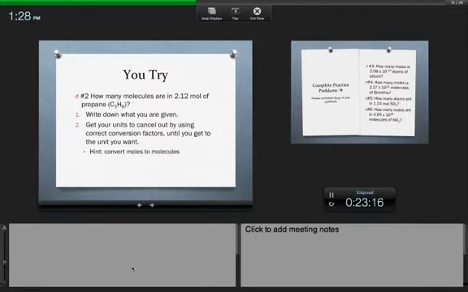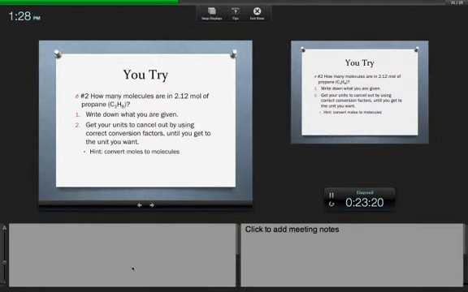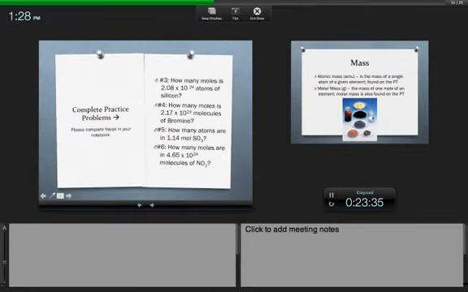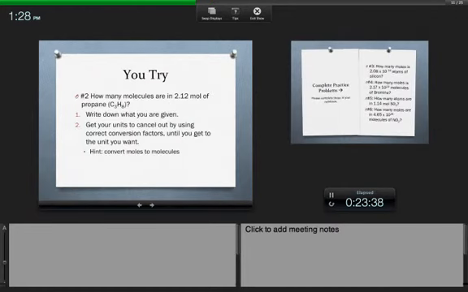All right, you guys ready for one more problem? Okay, let's try one more. Now we're going to try. Okay, first step, you need to write down what you're given, right? So, I'm going to try to squeeze this in at the top. We're going to start with 2.12 moles. We need to go to molecules, right? The shorthand for molecules is MLC. And then we need a conversion factor.